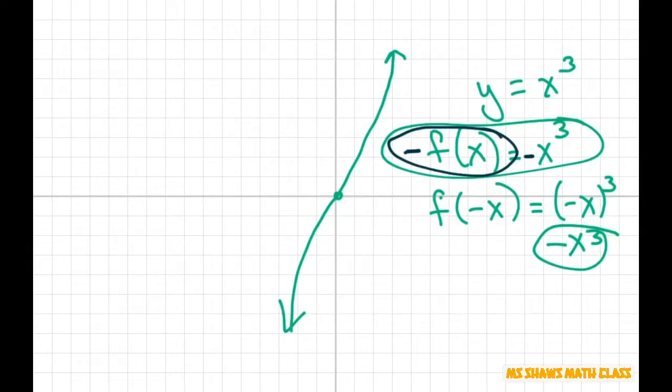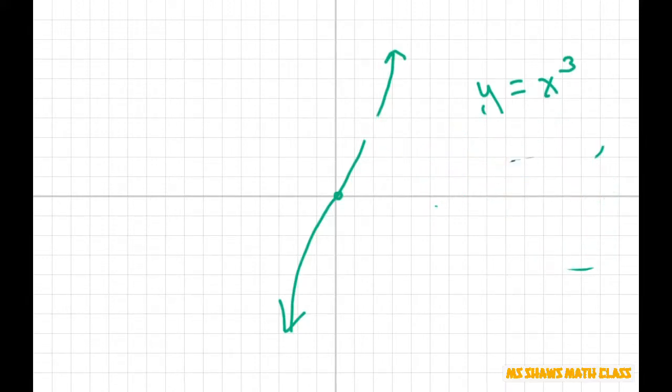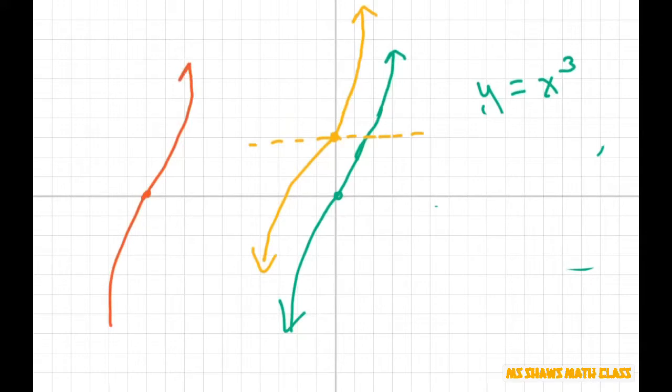Now, if I shift this, let me get rid of this a little bit. If I shift the odd function up by 3, this is not odd because it's not reflective over the origin. It's reflected over this point here, so it's not reflected over the origin. If I shift it to the left, this is not reflective over the origin.